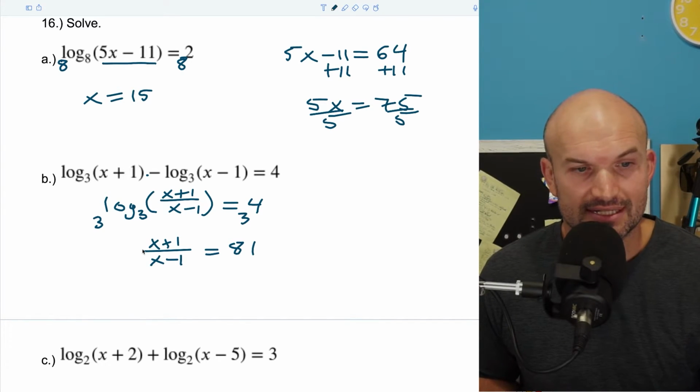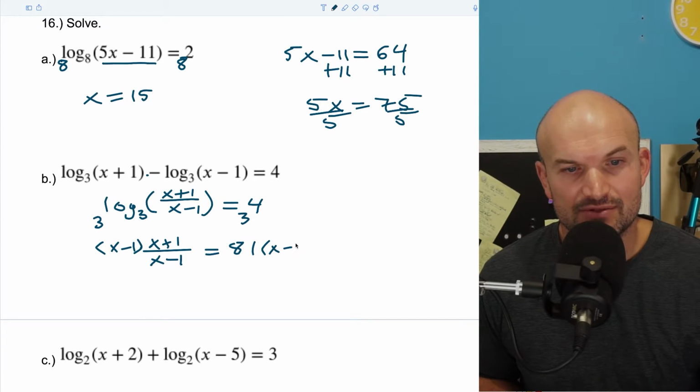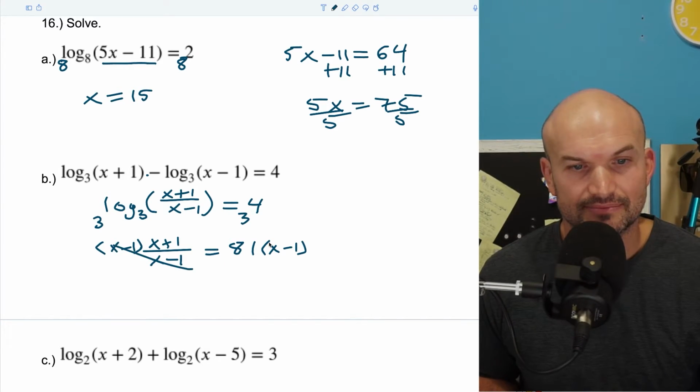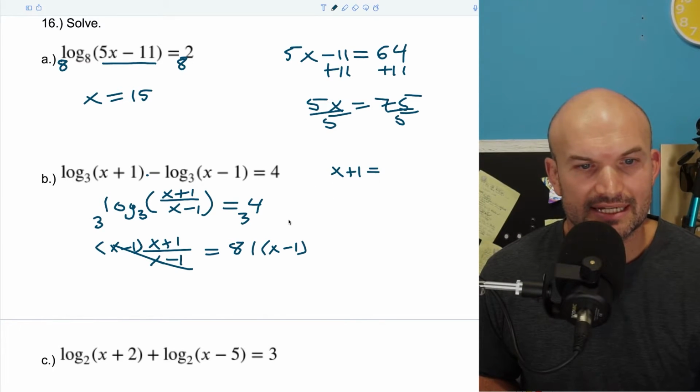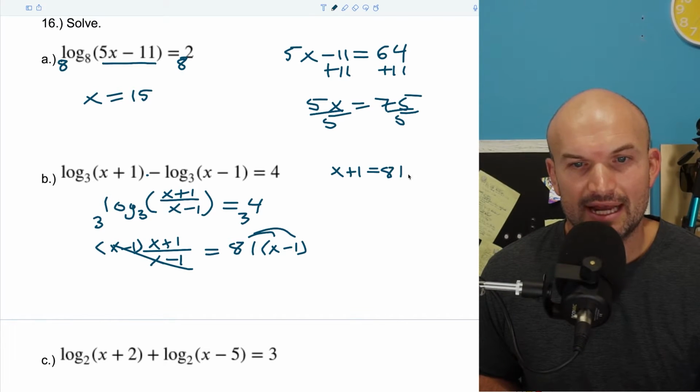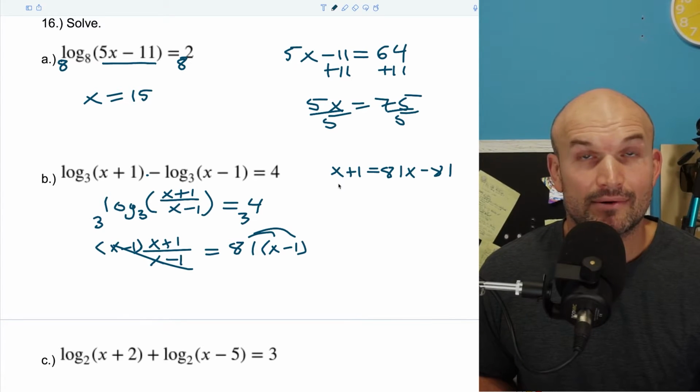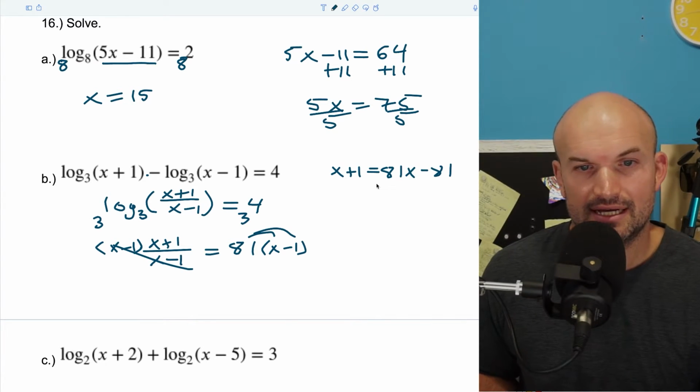Now I need to solve for x. I have two x's, so I need to get the x off the denominator. I'm going to multiply by x minus 1 on both sides. Let's see what that leaves me with. That's going to leave me with x plus 1 equal to, applying the distributive property, 81x minus 81. Now what I'm simply going to do is go ahead and solve.